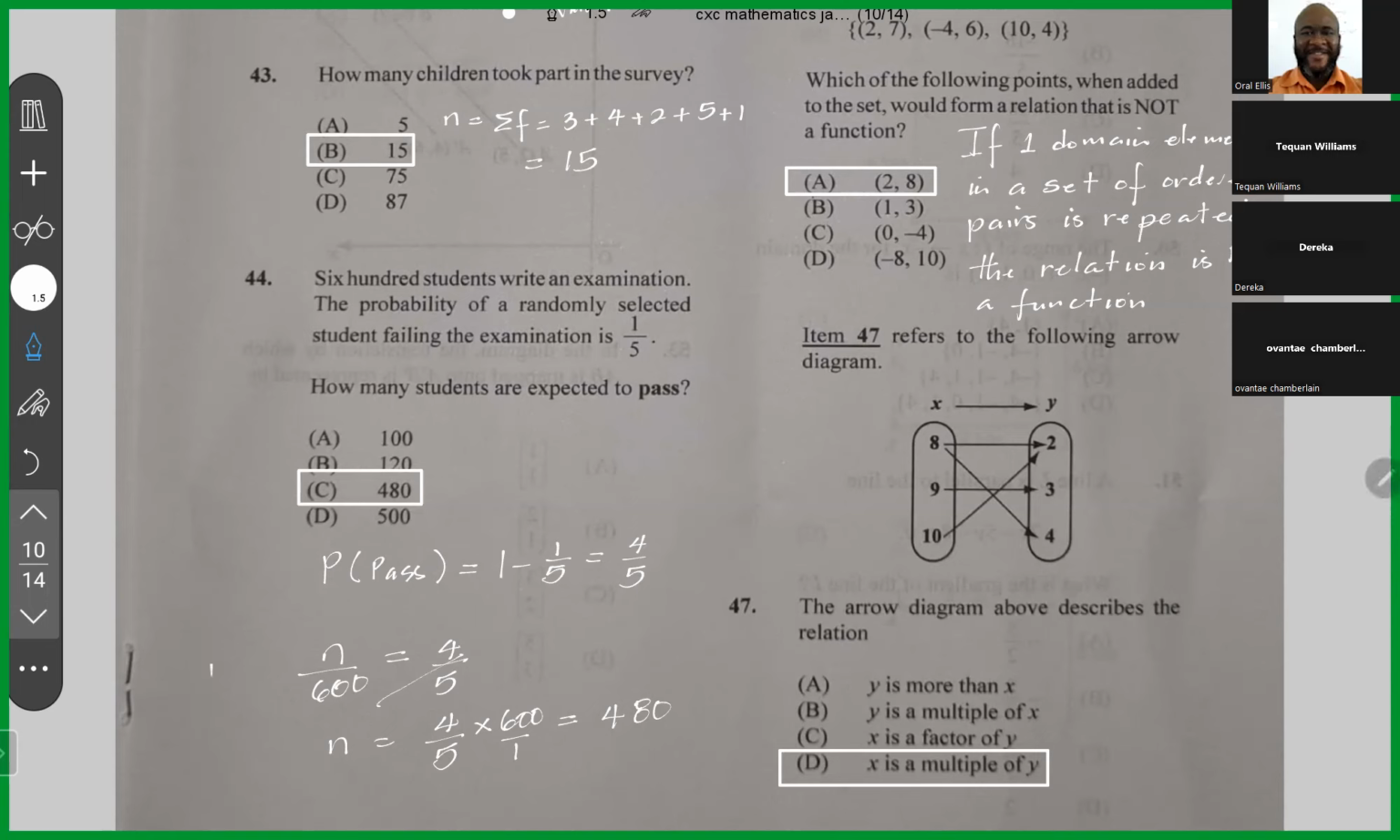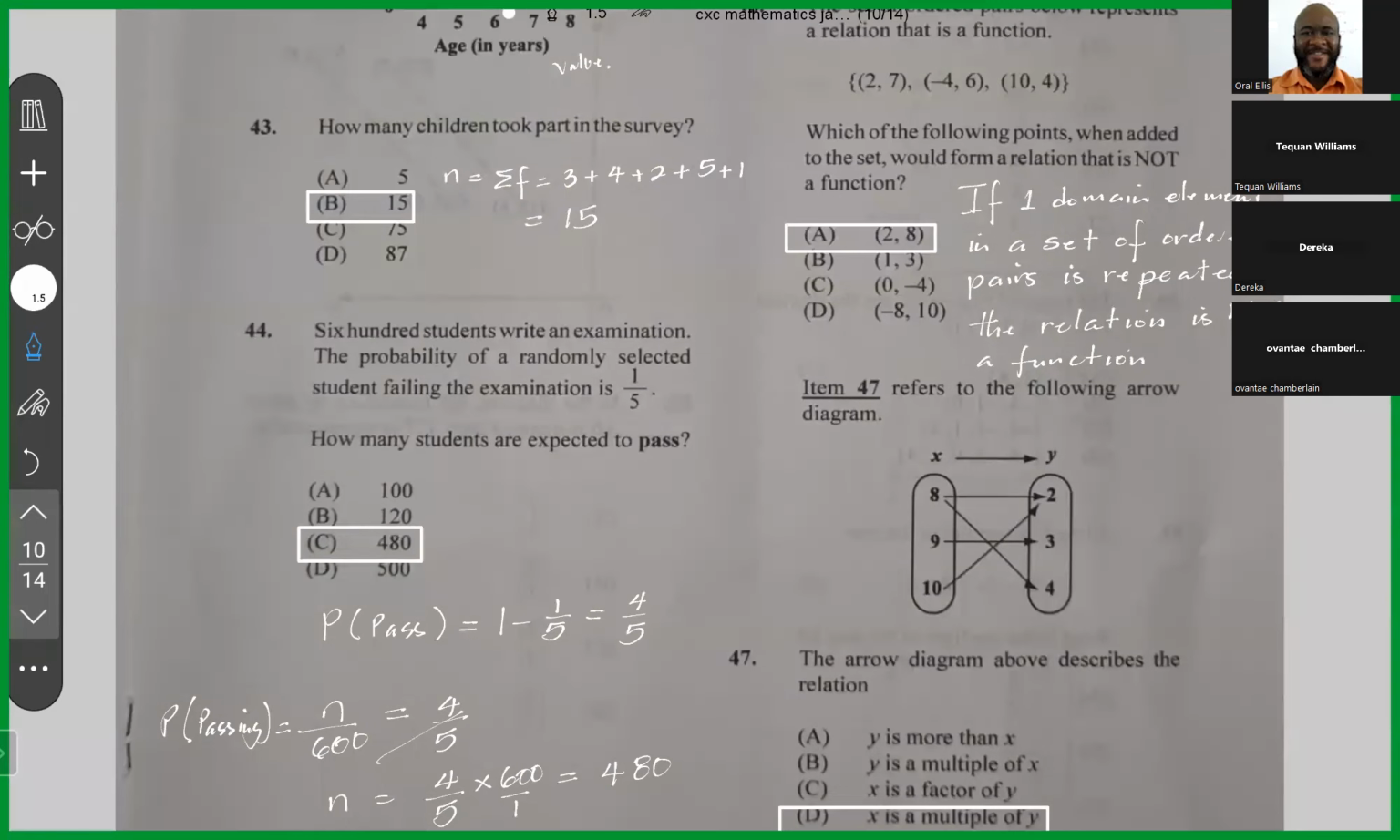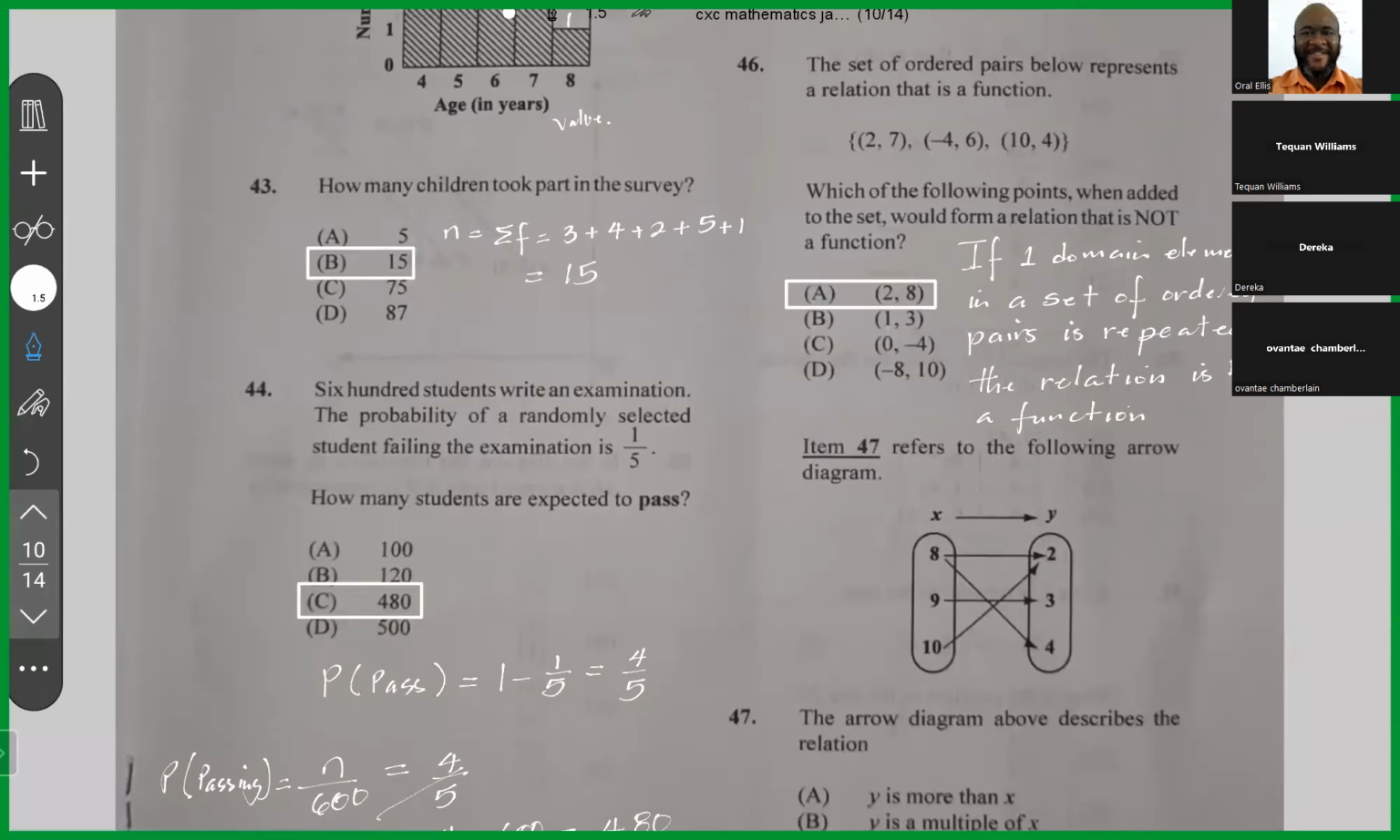This is the probability of passing. The probability of passing would be the number of students who pass out of what? 600, and out of 600, I don't know the number of students who pass. A half cross multiply, I get 480. Now, I'm not sure if anybody got 46 right.